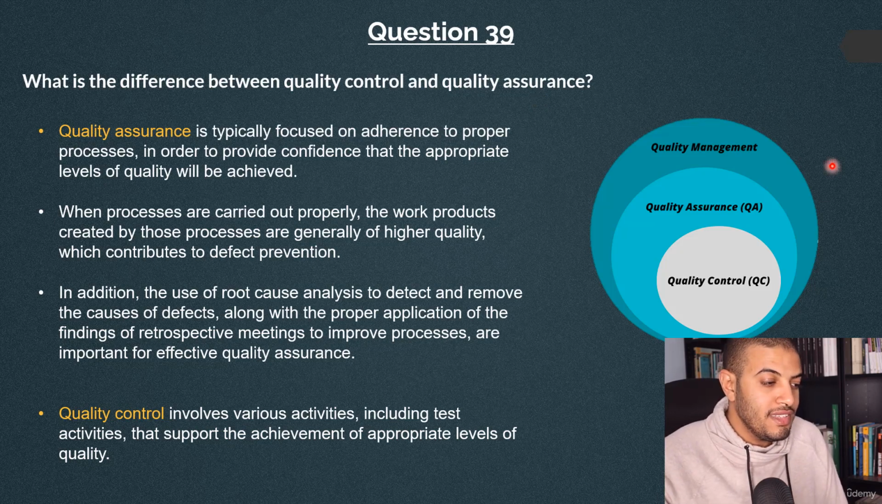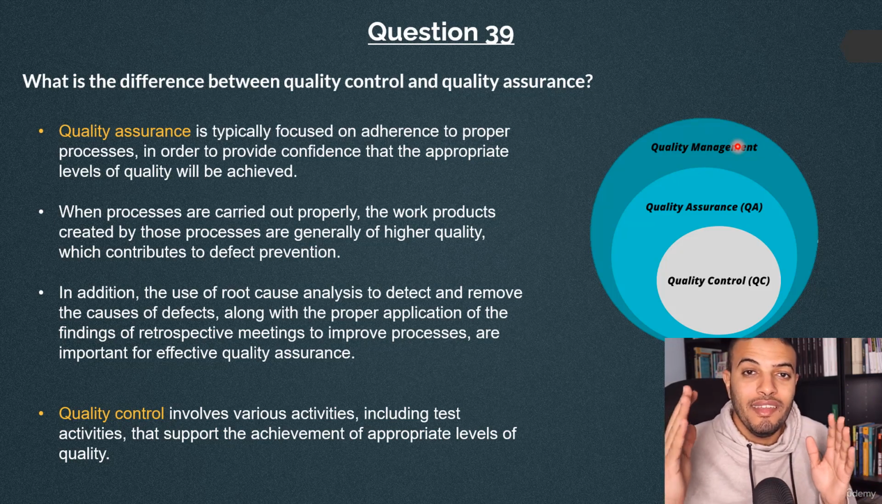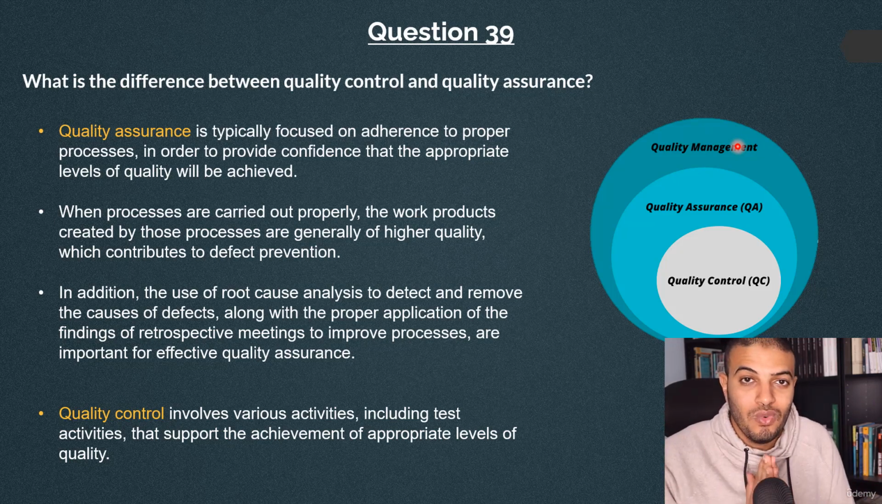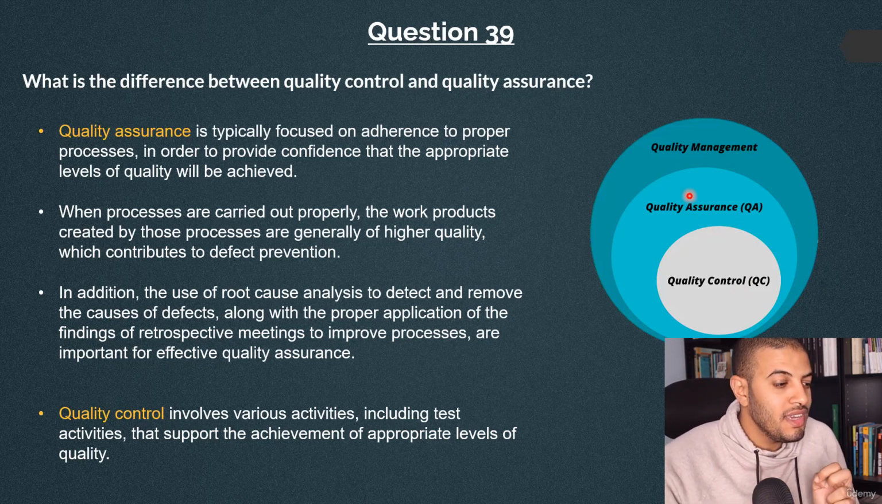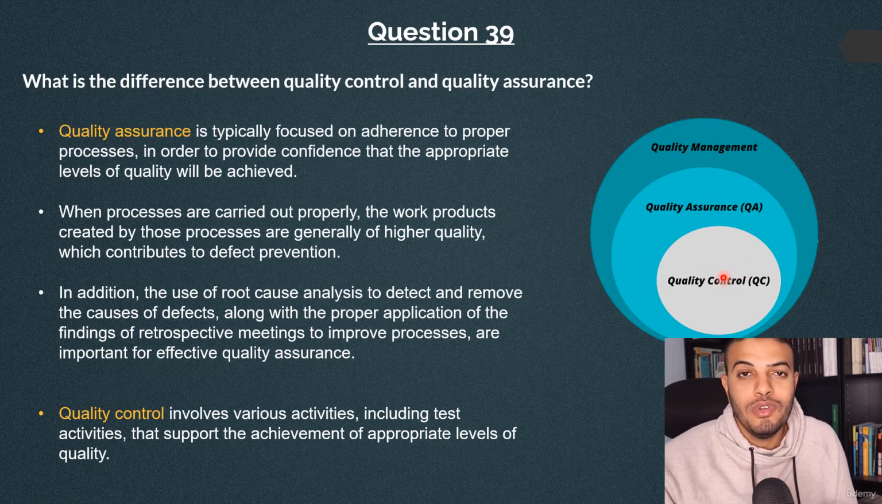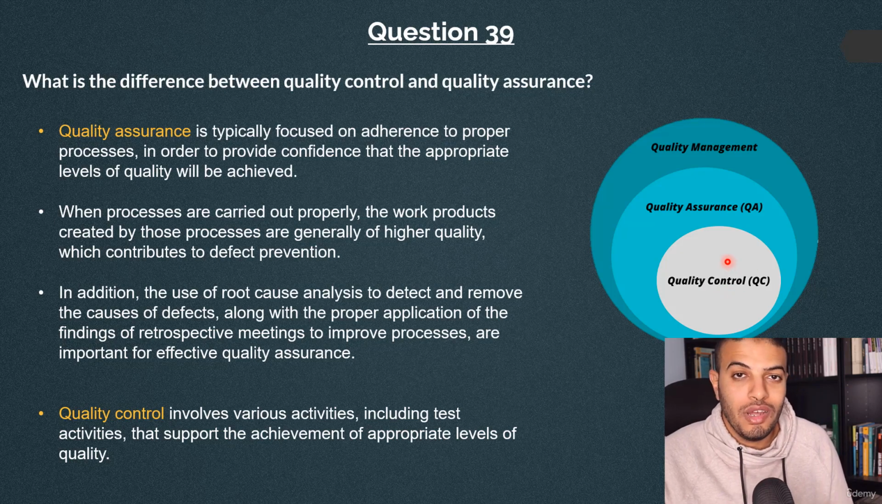So like we see in this picture, we have quality management, and this is a big umbrella, okay? This is everything that is related to quality. Inside quality management, we have something that's called quality assurance, and quality assurance cares about the process. Inside quality assurance, we have quality control, which is considered as a part of quality assurance.